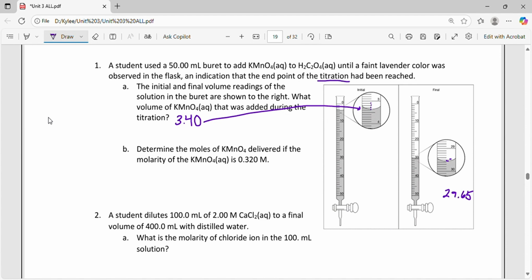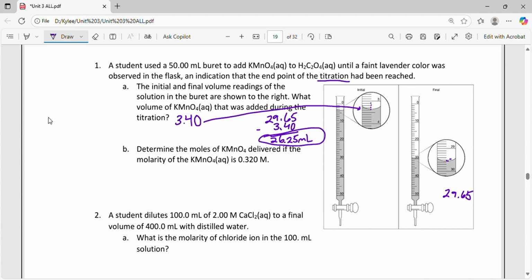So if I want to know how much was actually added, I'm going to subtract those two numbers. I'm going to go 29.65 minus 3.40. When we subtract for significant digits, we use the number of decimal places. So I'm going to keep the number of decimal places that I have, which is 2. And I get that 26.25 milliliters were delivered.